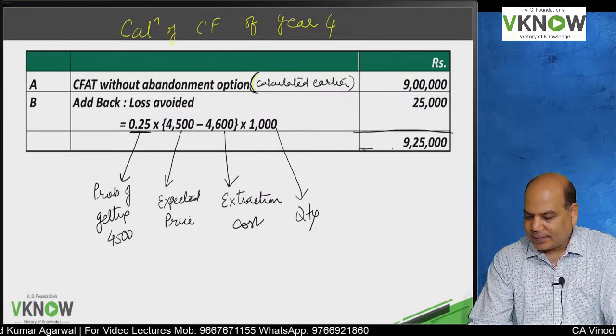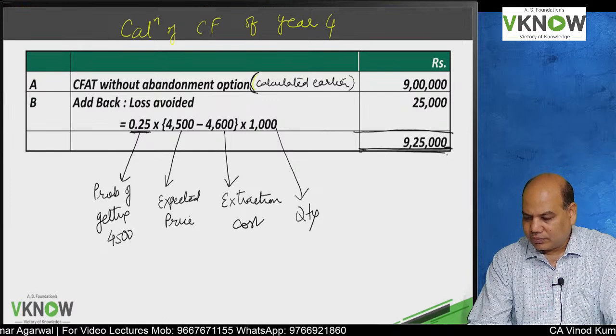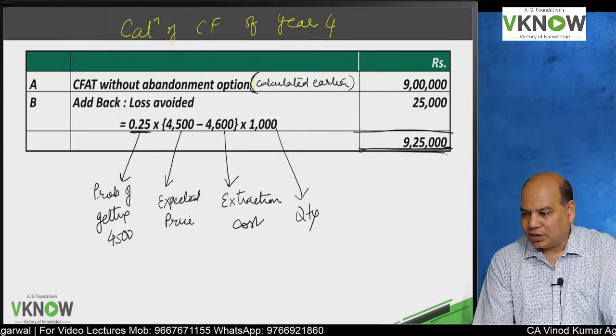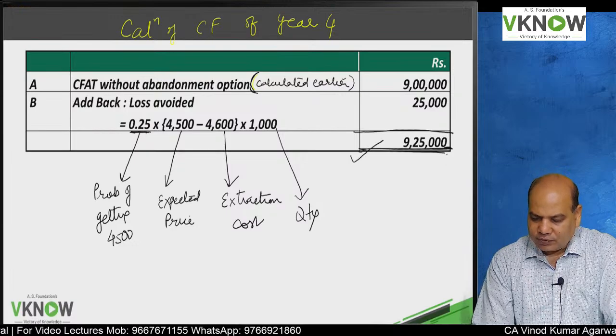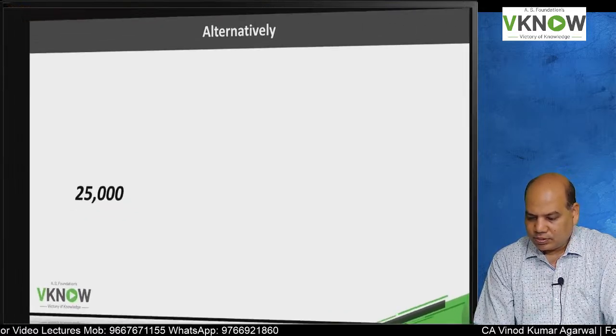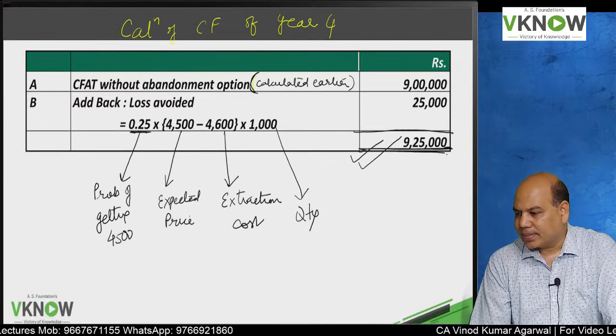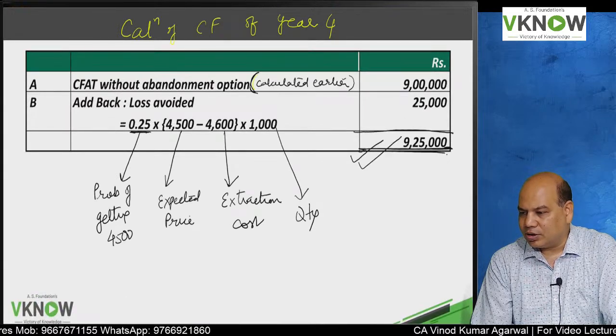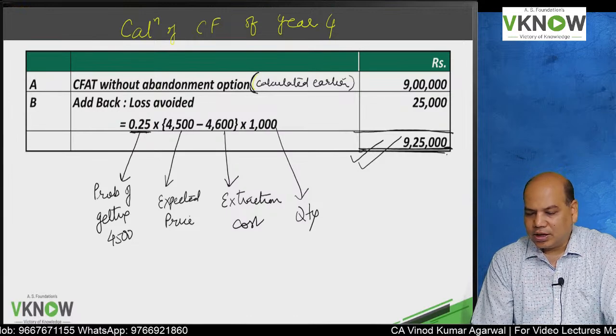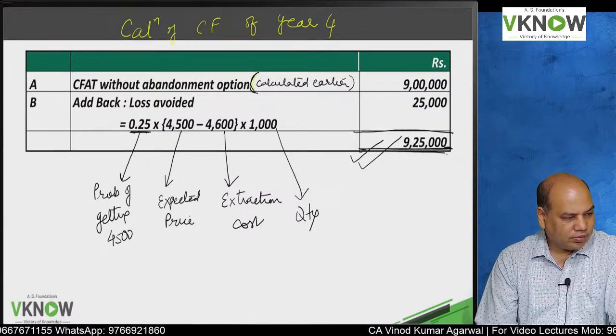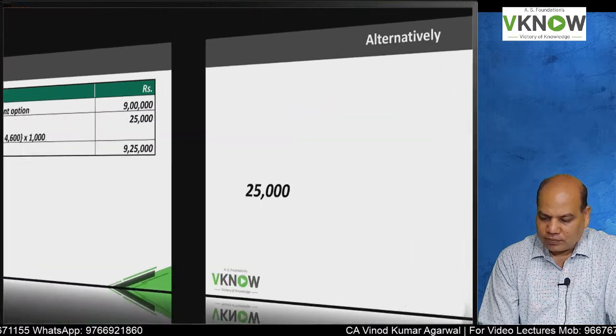Therefore CFAT with abandonment option is 9,25,000. Right. I am going to solve by one more way.